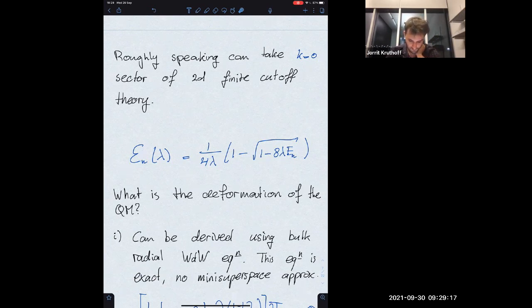Right. So how to derive this formula? I gave you a very quick argument of going to the zero momentum sector in the 2D TTbar deformed theory, because that's also the way in which JT gravity arises from the 3D Einstein-Hilbert action.